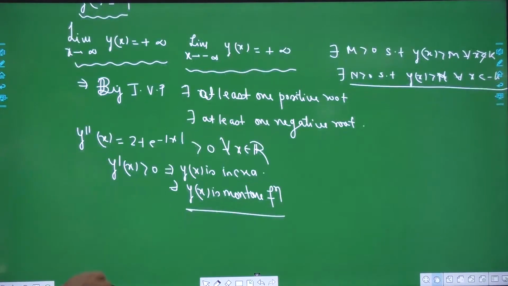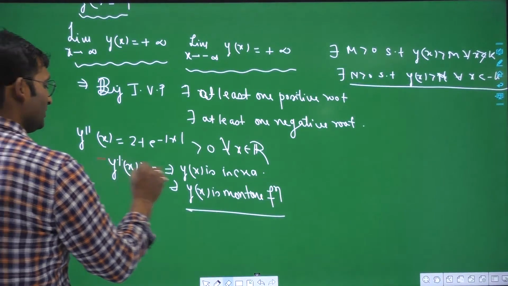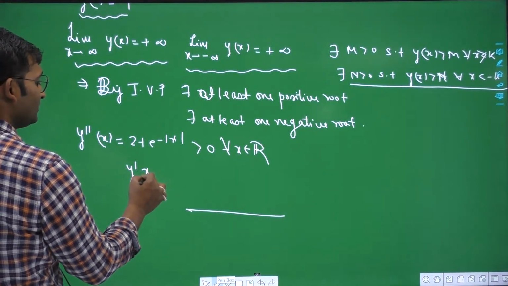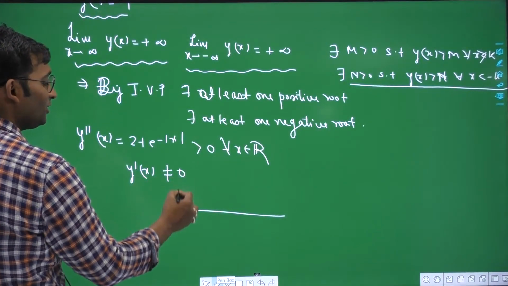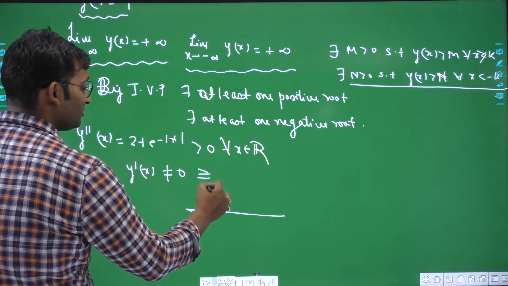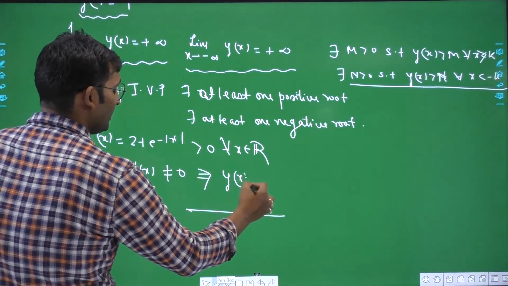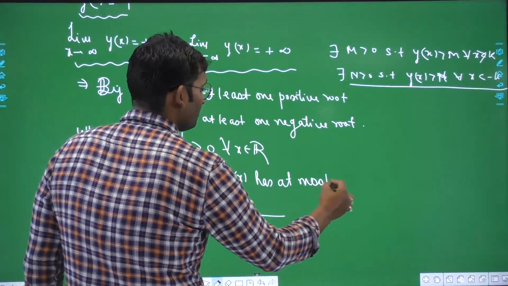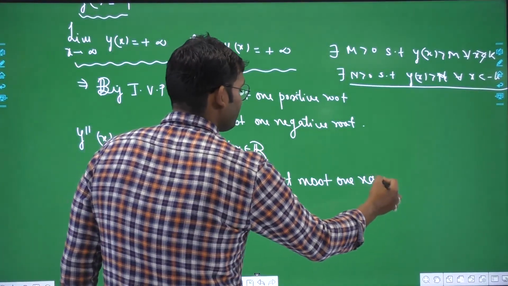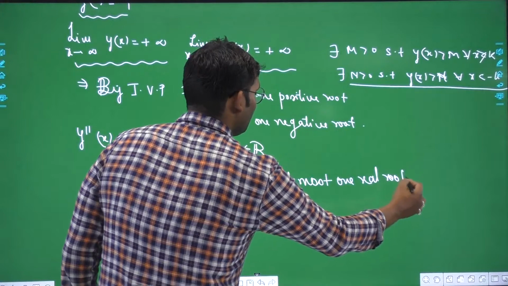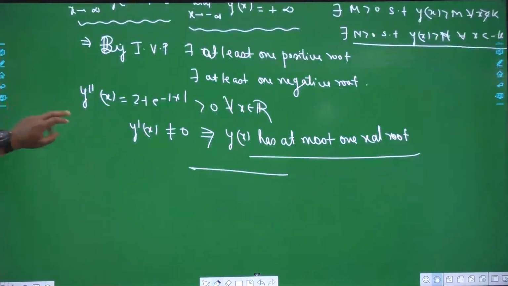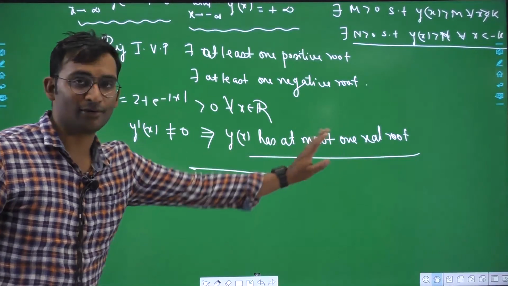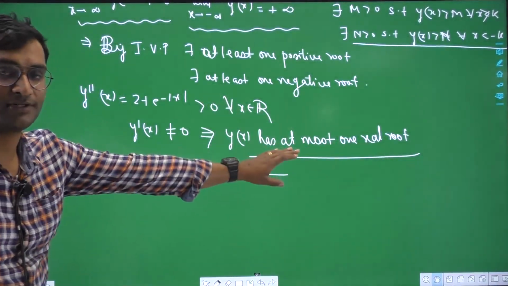Or otherwise I can give you a theorem. See, if y dash x is greater than 0, it implies y dash x is not equal to 0. Whenever your y dash x is not equal to 0, it implies y(x) has at most one real root. Now how does that happen? See, अगर आपके पास y dash x non-zero आ रहा है, then y(x) has at most one real root. This I'll prove later, but for now you just understand it.